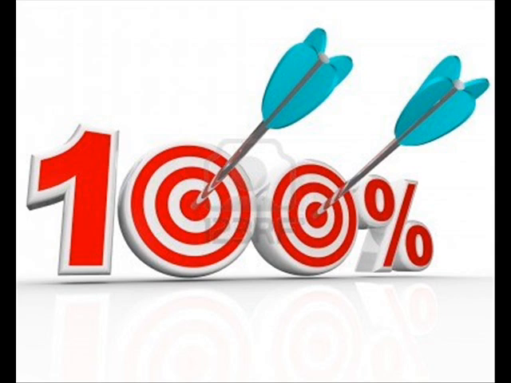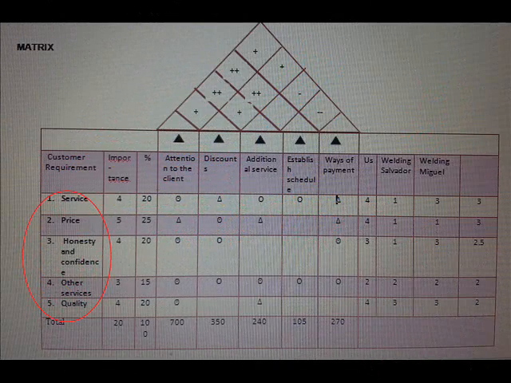And then we add all of them up. We add 20, 25, 20, 15, 20. So that gives us a total of 100 points.